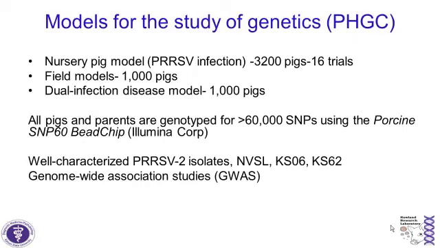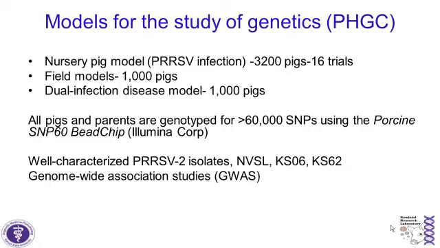And so when we look at models that we've used in the PHGC, the first model we start out with is a standard nursery pig model, and I'll give you some idea. We've run about, I think, more than 3,200 pigs through this model. Also, Jack mentioned some of the field models. Well, we can put them in the lab, but what happens if we take these pigs out to the field? And then this dual infection PCV2 PRRS disease model. One thing to keep in mind is that every pig that you see in this study has been genotyped. And then also in terms of the nursery pig model, at least, we use well-characterized PRRS isolates. And at the end of the day, through Jack's work, we see the genome-wide association studies being done.